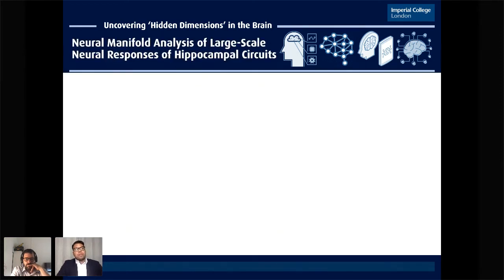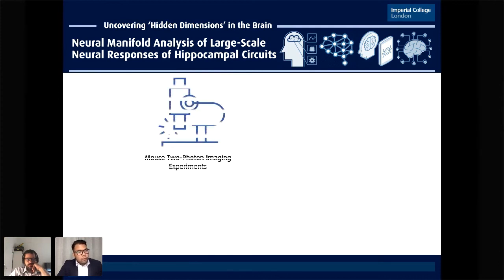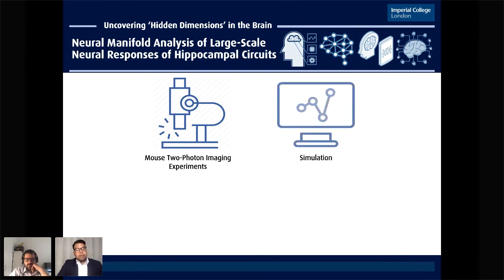So in this work, we explore the use of neural manifold data analysis techniques to characterize brain circuit dynamics in neurodegenerative disease. We performed mouse 2-photon imaging experiments and recorded large-scale responses of hippocampal circuits involved in spatial cognition of behaving mice. And for validation, we simulated a model that generates a set of data that mimics the neural activity of hippocampal cells of mouse models running on a circular track while taking into account the effects of the amyloid beta plaques on circuit dynamics.